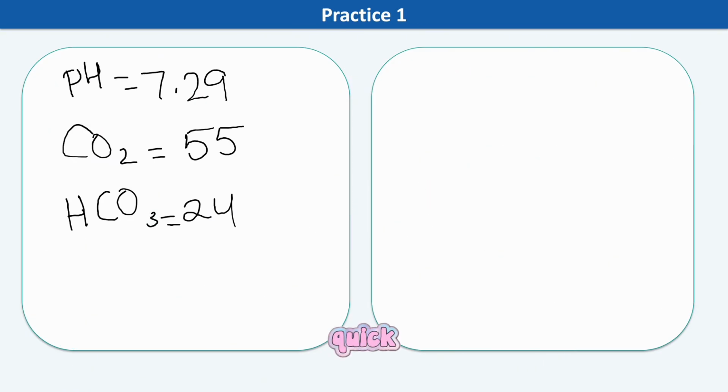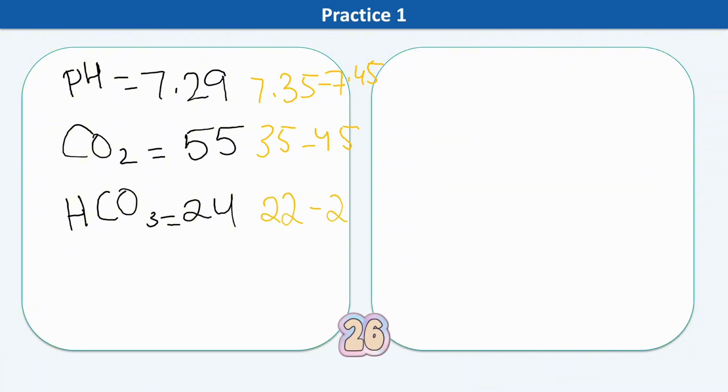All right, let's do a quick practice question. We have our pH as 7.29, carbon dioxide 55, and bicarb 24. So we'll take it one step at a time. First of all, we're going to look at our normal range. For pH, our normal range is 7.35 to 7.45. Carbon dioxide normal range is 35 to 45. And our bicarb normal range is 22 to 26. Okay?